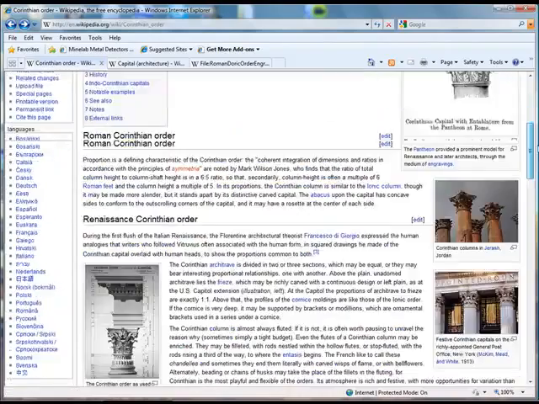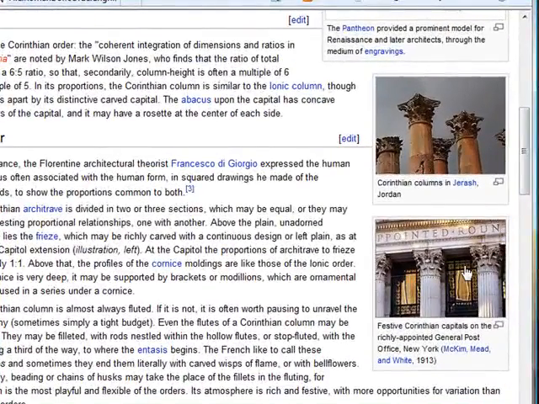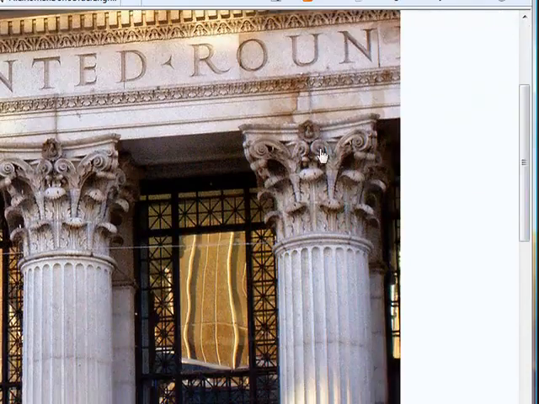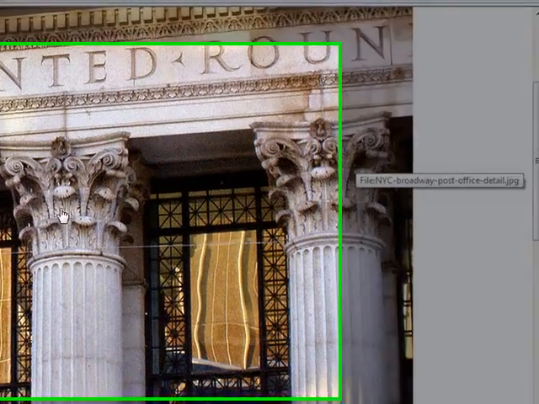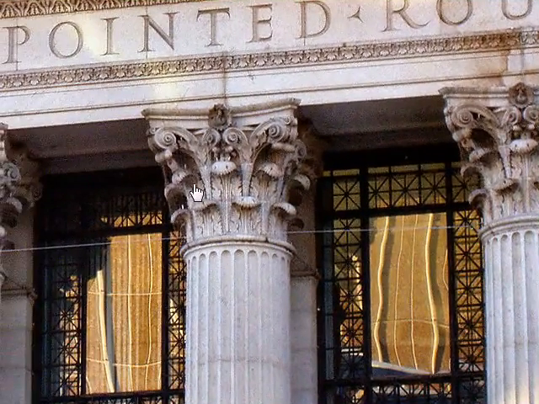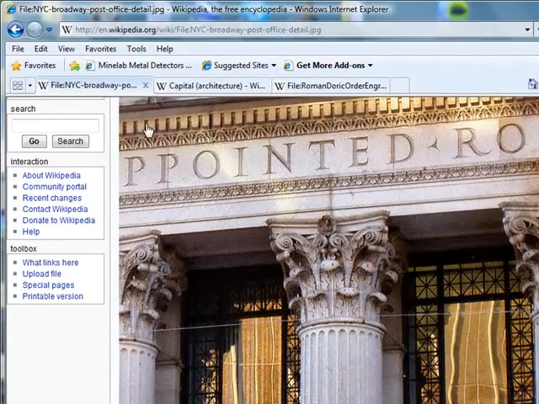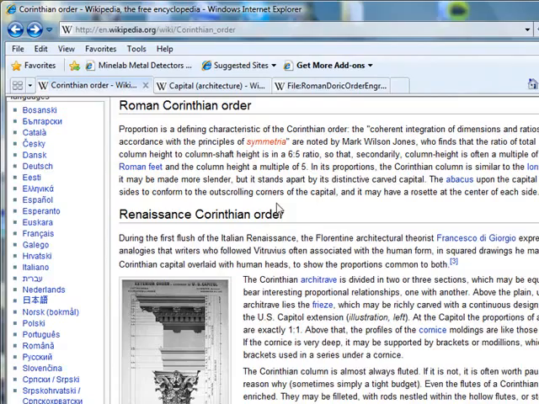And let me give you an example of the Corinthian capital, how that looks. I'm sure you've seen these. It's fancier. You can tell it's a more advanced style. It has the leaves and everything.